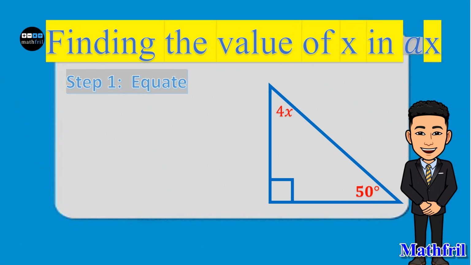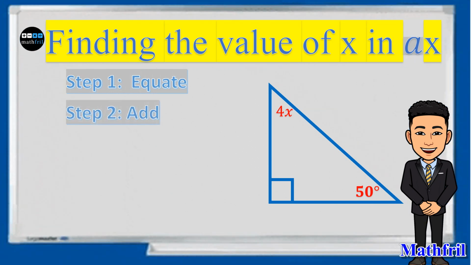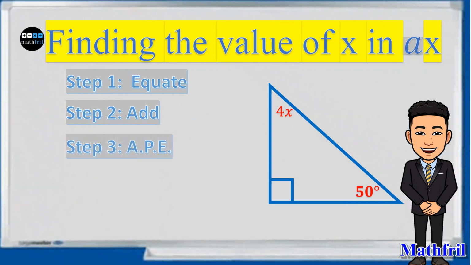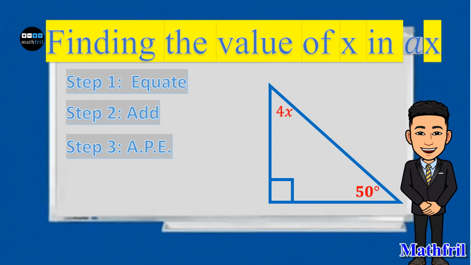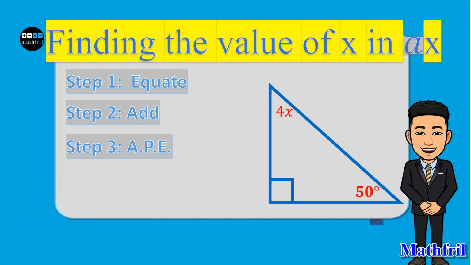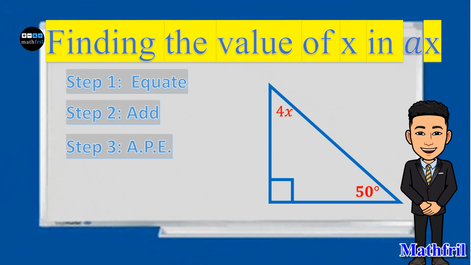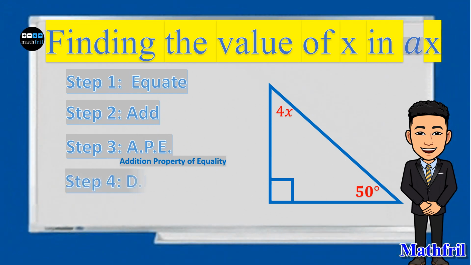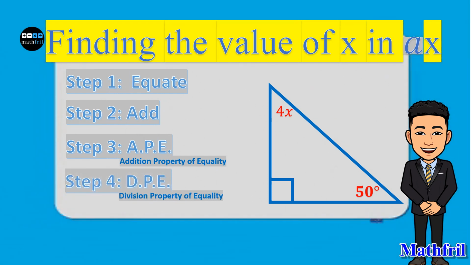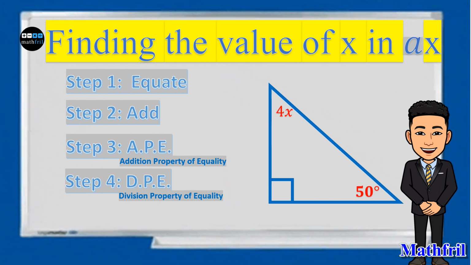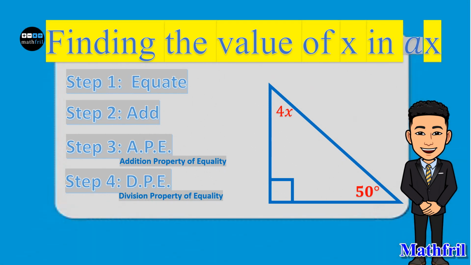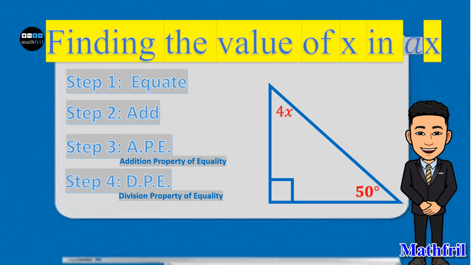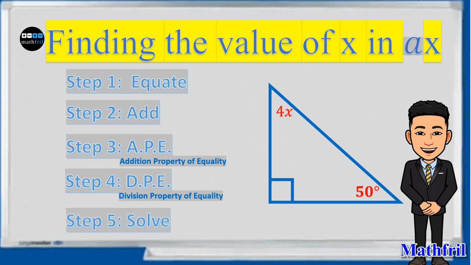Now, step 1 is still the same: equate. Step number 2 is to add. Step number 3 is use the APA. There's nothing new with that. We have already discussed this one in our previous video, but there is more. The next is, aside from the addition property of equality, we will use the division property of equality. So this is the new added version because of the number near the x, or what we call the coefficient of our variable. And the last step is to solve.